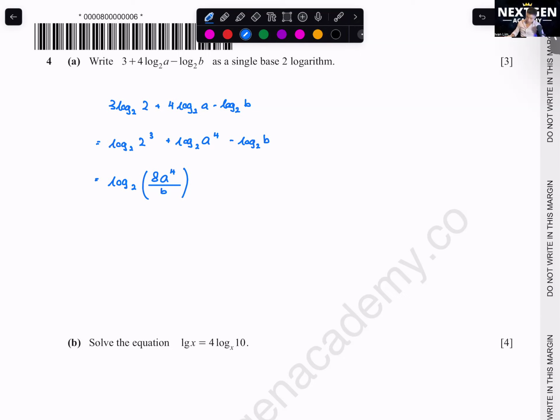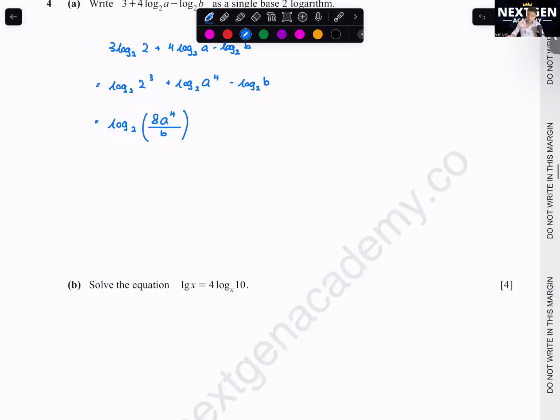Okay, next one. Solve the equation lg x equals 4 log_x 10. Okay, lg means log base 10. So we change either both to log base 10 or log base x. I'll change the log_x 10 to log base 10.